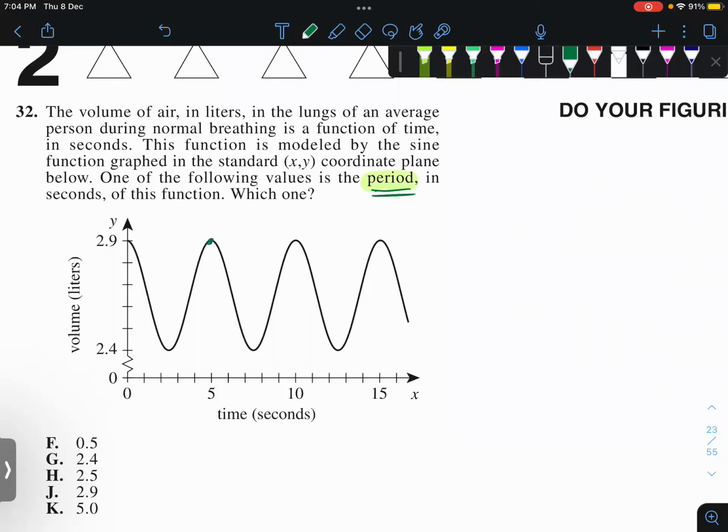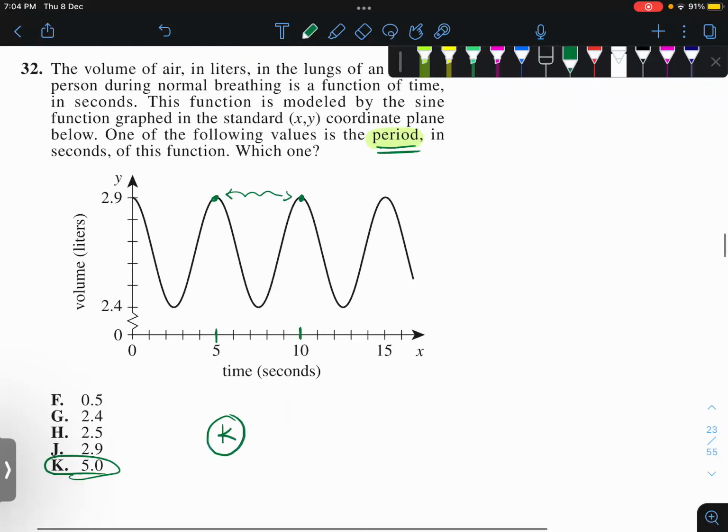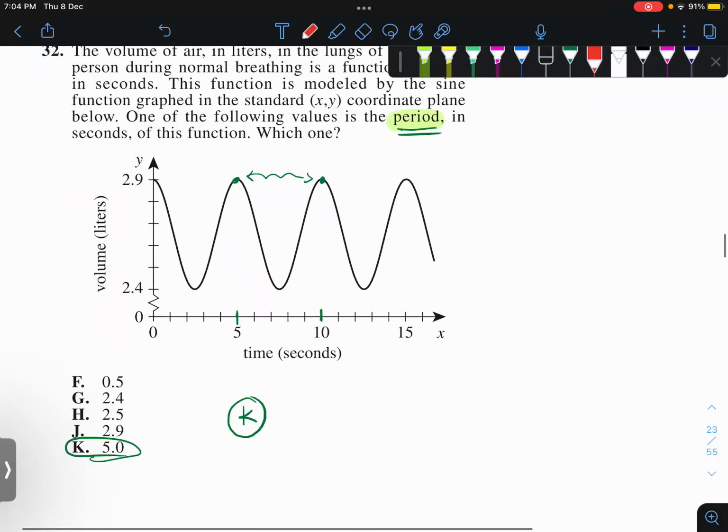Yeah, the period is the distance from here up to here. Okay, the distance from 5 to 10. Yani, the distance between 2 peaks. So the answer is K. Next question. Is it true? Directly tell me, is it true or not? Yes.